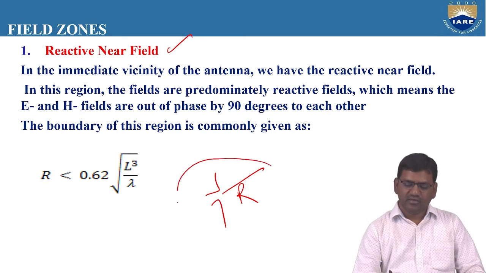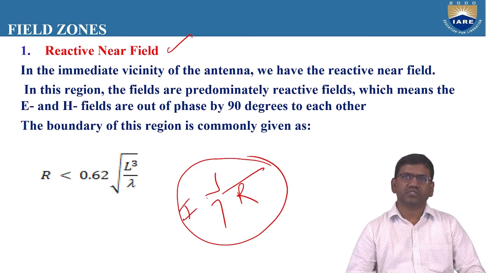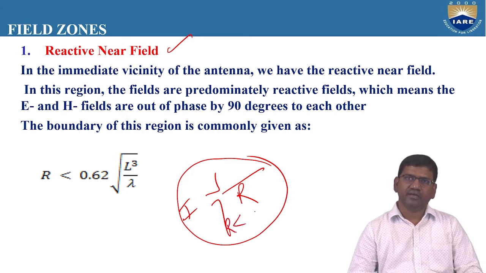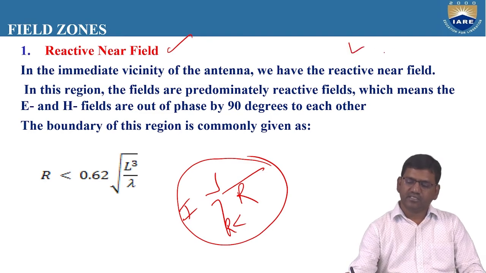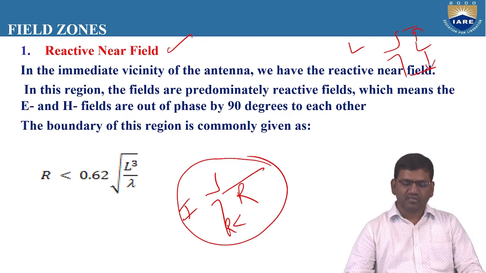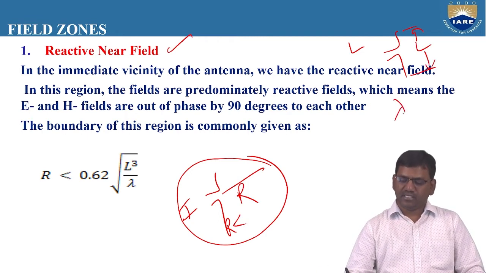In this first zone, we call it the near field zone, or we can simply write r less than 0.62 into root of L cubed by lambda. Here L represents the dimension of the antenna, that means the physical length of the antenna, and lambda represents the wavelength.